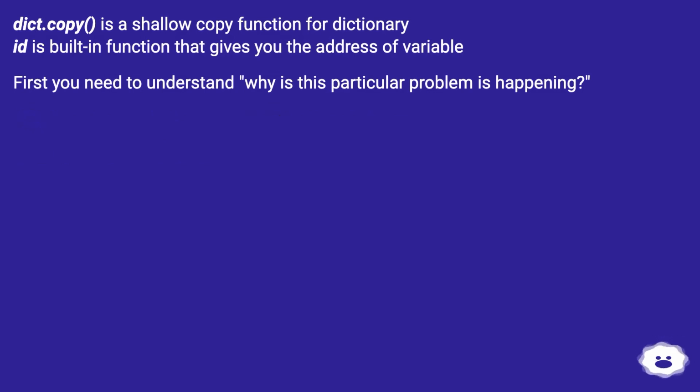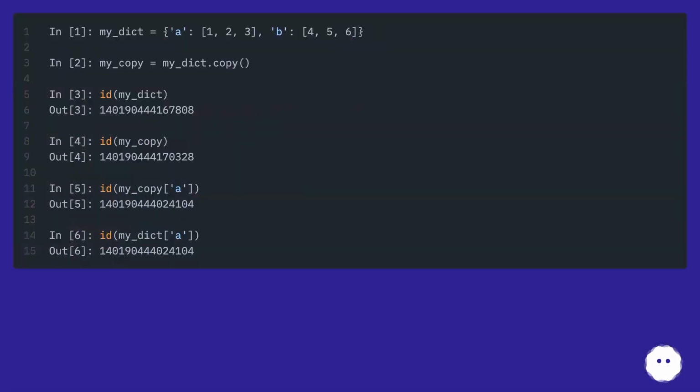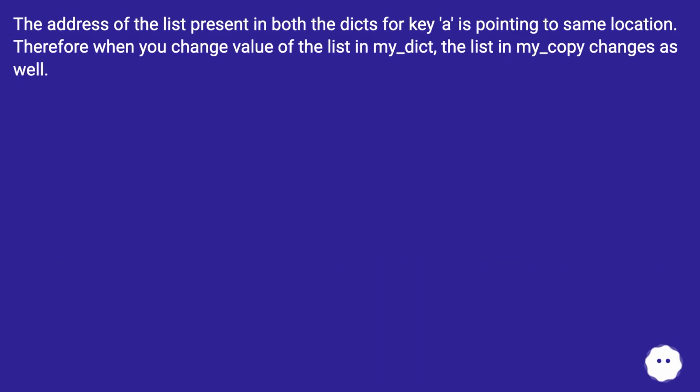dict.copy is a shallow copy function for dictionaries. id is a built-in function that gives you the address of a variable. First you need to understand why this particular problem is happening. The address of the list present in both the dicts for key A is pointing to the same location. Therefore, when you change the value of the list in my_dict, the list in my_copy changes as well.